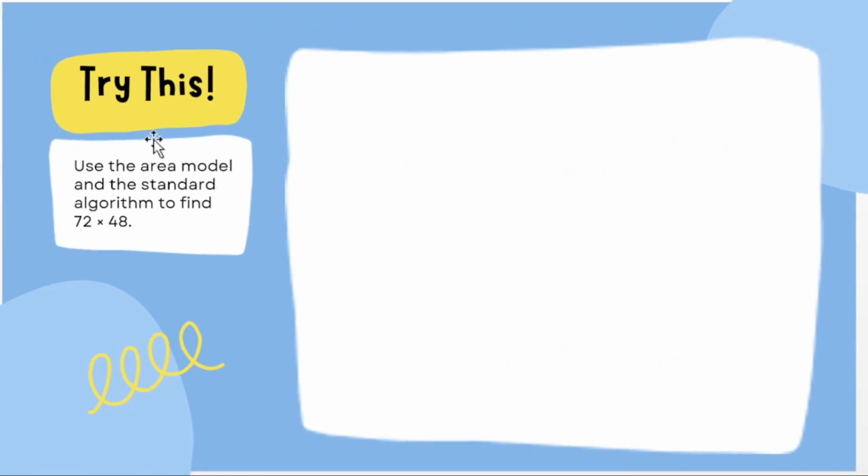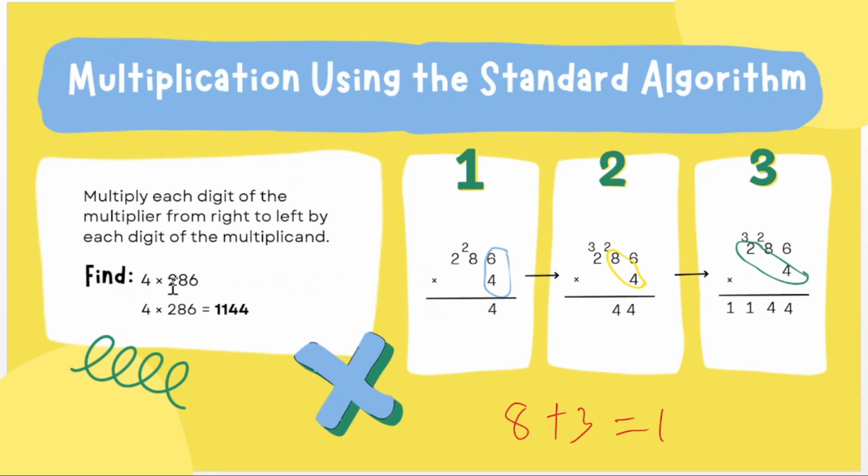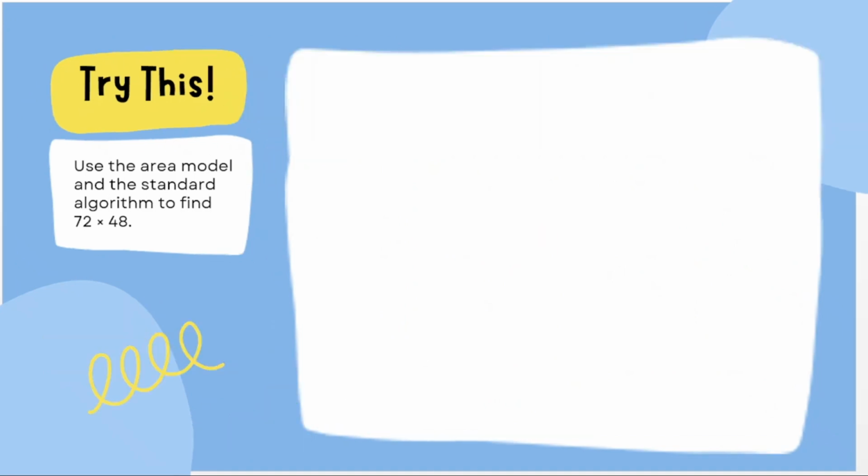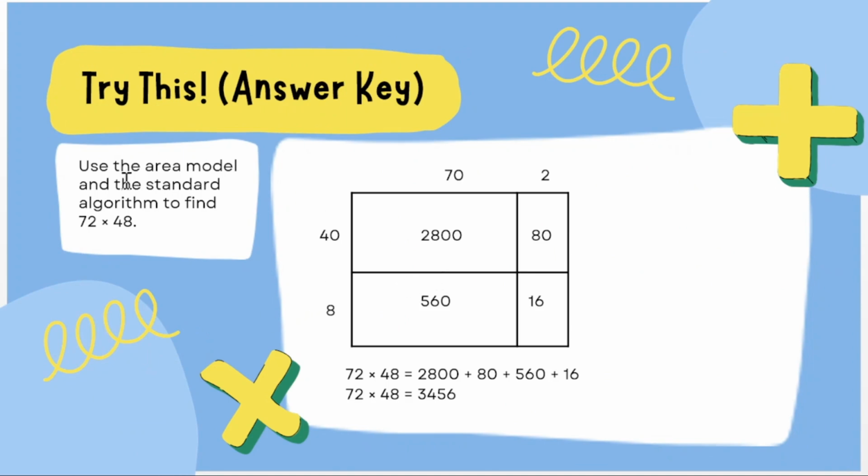So let's try this. Use the area model and the standard algorithm to find 72 multiplied by 48. These are 2-digit numbers. The one we did now, we have 3 digits by a single digit. So now we have 2-digit numbers. How do we do that? So let's look at the first one, which is the area model.